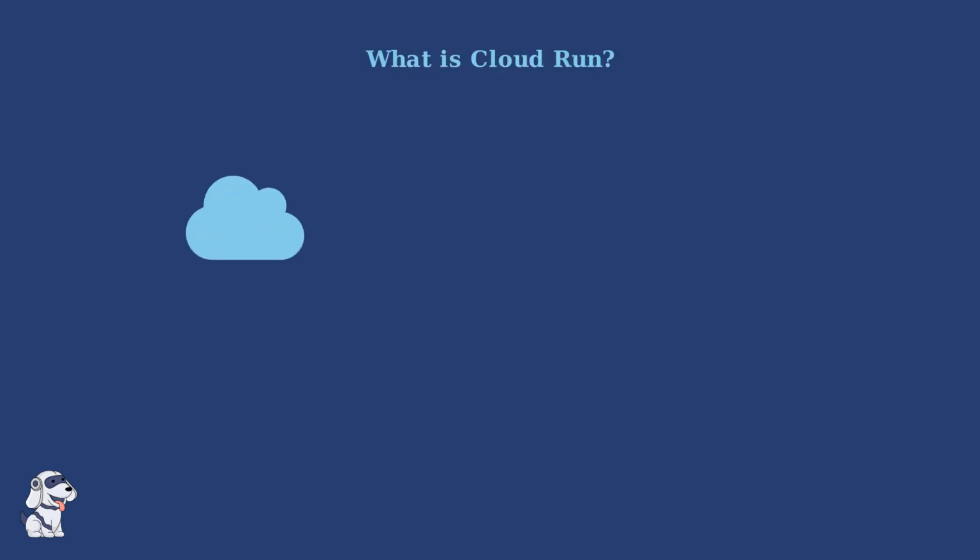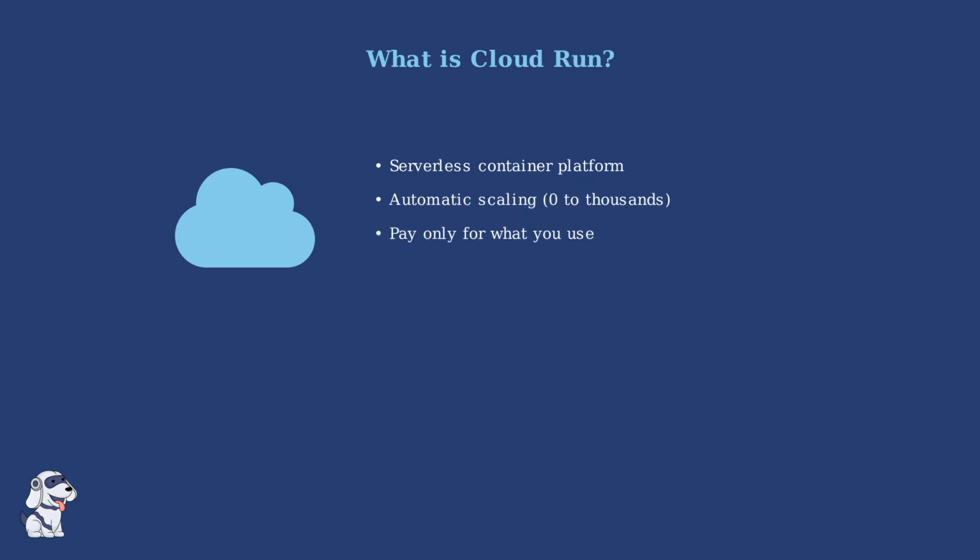Cloud Run is Google Cloud's serverless platform for running containerized applications. It automatically scales your applications from zero to thousands of instances based on incoming requests, and you only pay for the compute time you actually use. The key advantage is that Cloud Run is completely serverless. You don't need to manage servers, worry about capacity planning, or handle infrastructure maintenance.